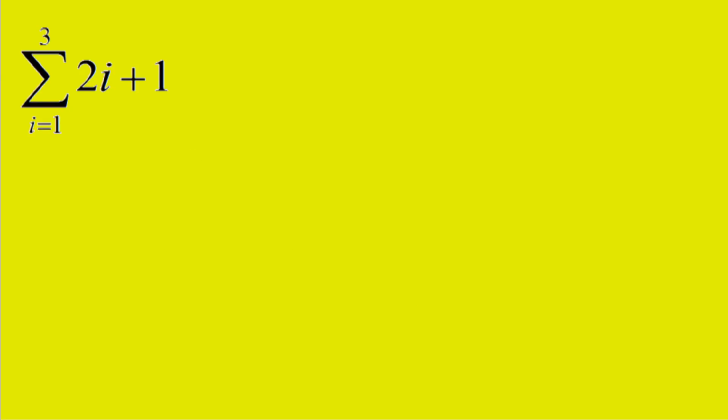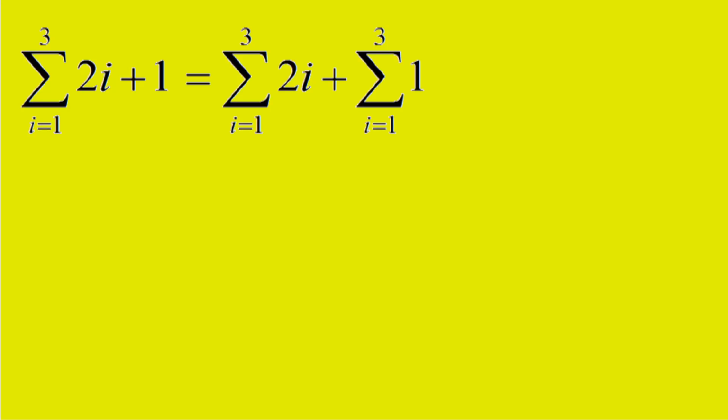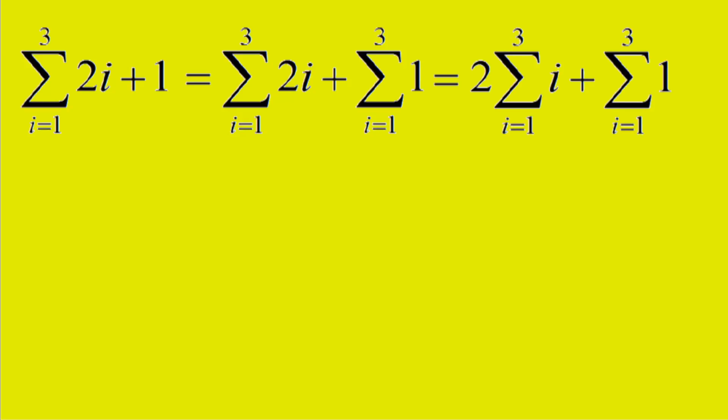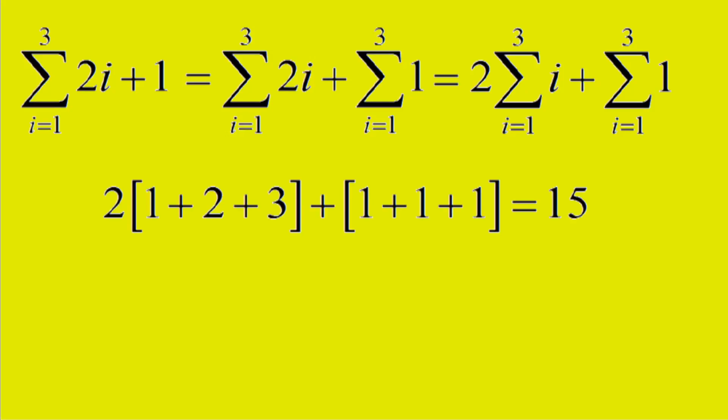So let's go back to our original problem and solve it by using the properties we just went over. First, using property number 2, we know that we can break this up into two summations. Second, using property number 1, we know that we can pull the 2 out of the first summation because it's just a constant multiple. Now we can evaluate each sum and get the same answer as before.